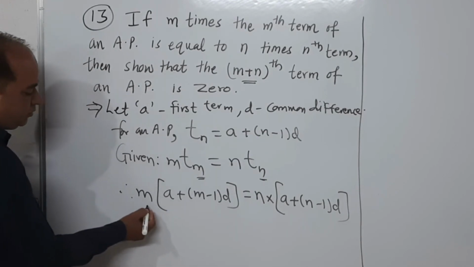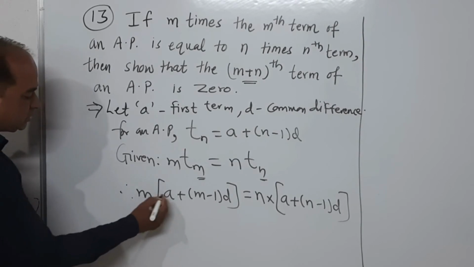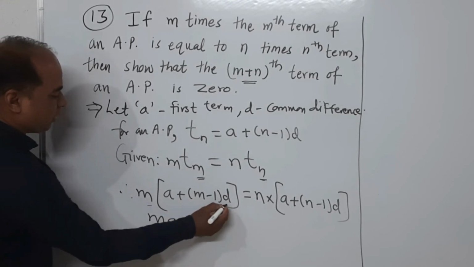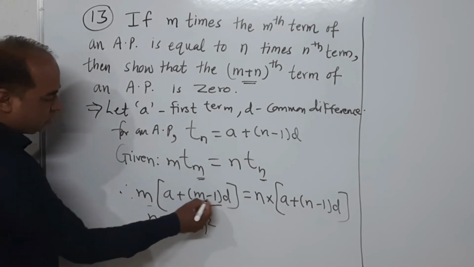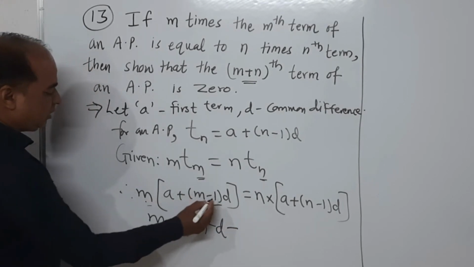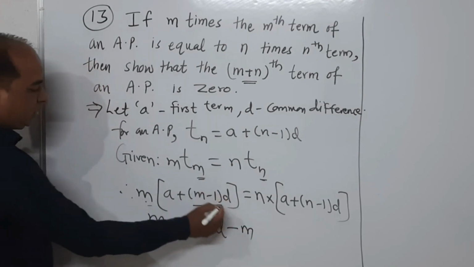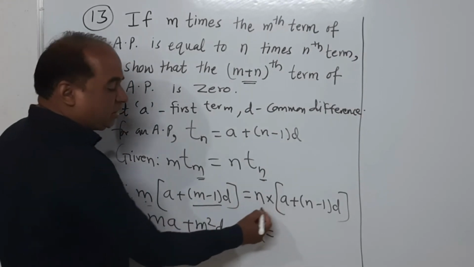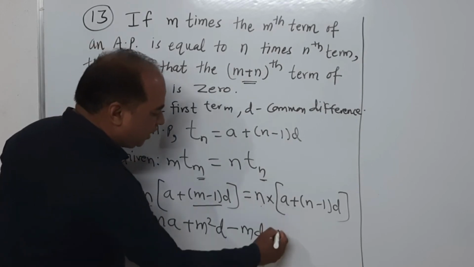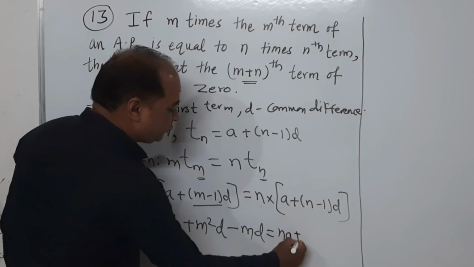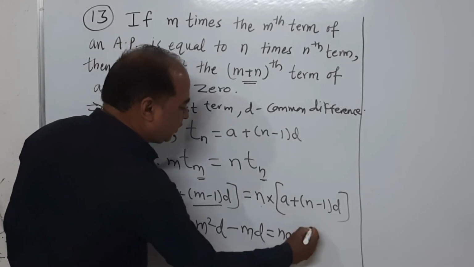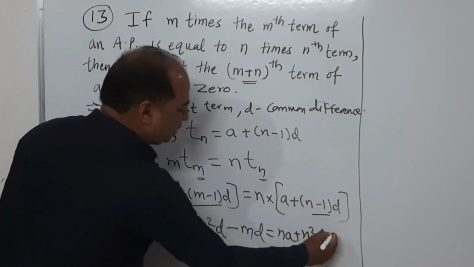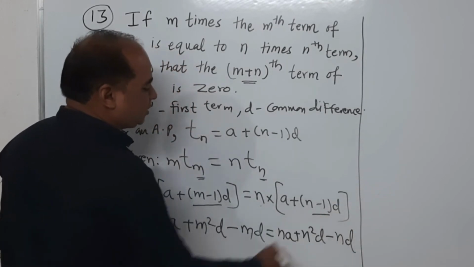Multiplying this on the left hand side by m, open the brackets: m into A, that is ma, plus m into n square, and multiplying this bracket by D, so into D, minus m into 1, that is D, on the left hand side, which is equal to... In the same manner, multiplying by n to this bracket: n into A, na, plus n into n square, and multiplying this bracket by D, so into D, minus n into 1, that is D, n.